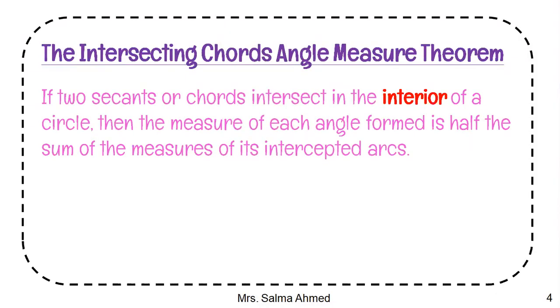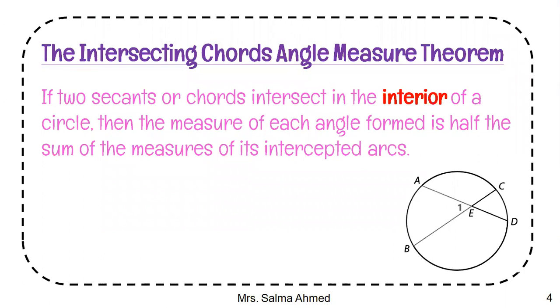The intersecting chords angle measure theorem is saying if two secants or chords intersect in the interior of a circle, then the measure of each angle formed is half the sum of the measures of its intercepted arcs.